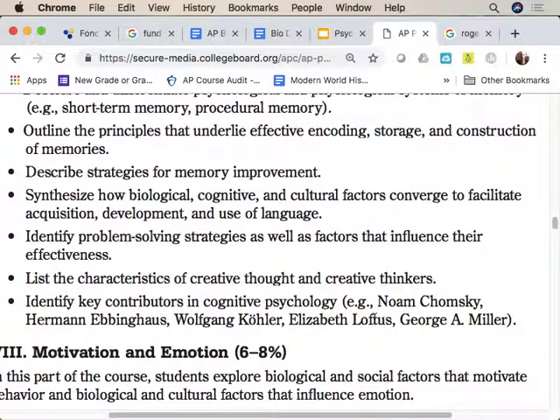What did Elizabeth Loftus do? Yes, the misinformation effect. And overall, with Elizabeth Loftus, you can look at memory construction. Here's the research she did. False memories.